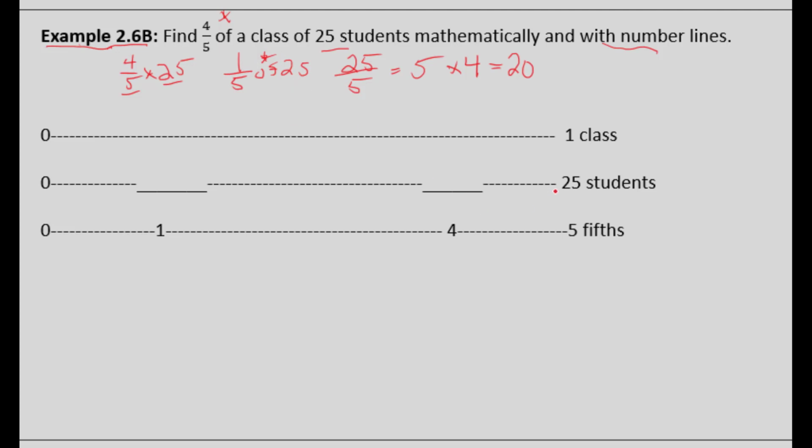You want to do it with number lines here, 25. I want to find 1/5. I would divide it by 5. So 2/5 is 10. 3/5 is 15. 4/5 is 20. See how similar the math is to the number lines?